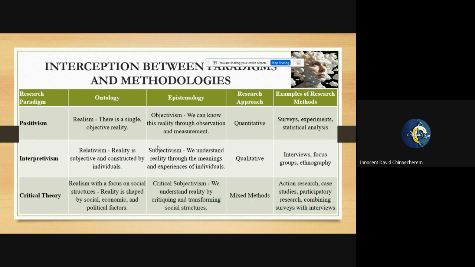Now we need to understand the intersection between research paradigms and methodology. I've just literally explained this. Positivism is quantitative, interpretivism is qualitative, critical theory or realism is mixed method. This is what I explained based on ontology. Ontology is all about how you view it, and why you view it.